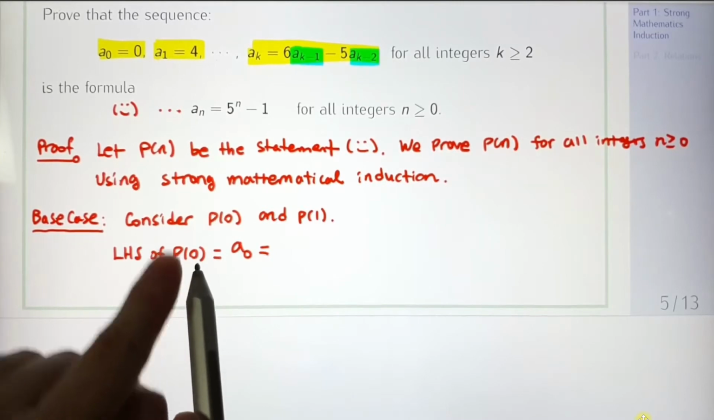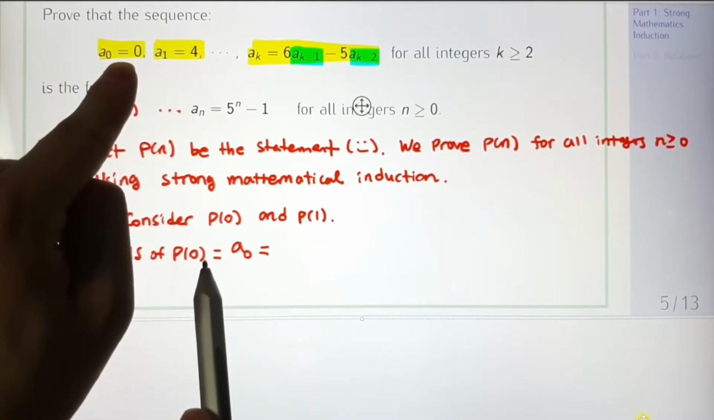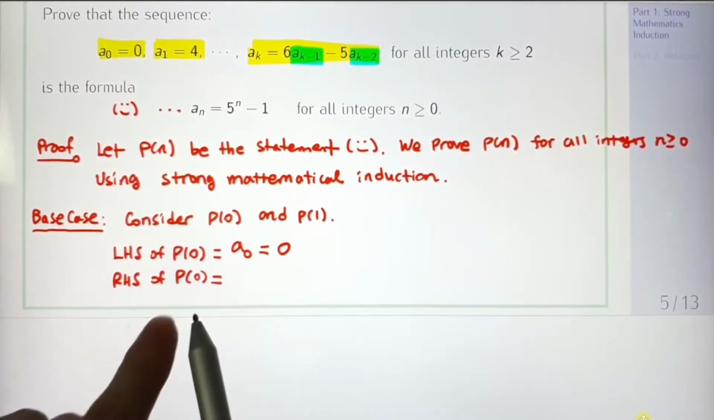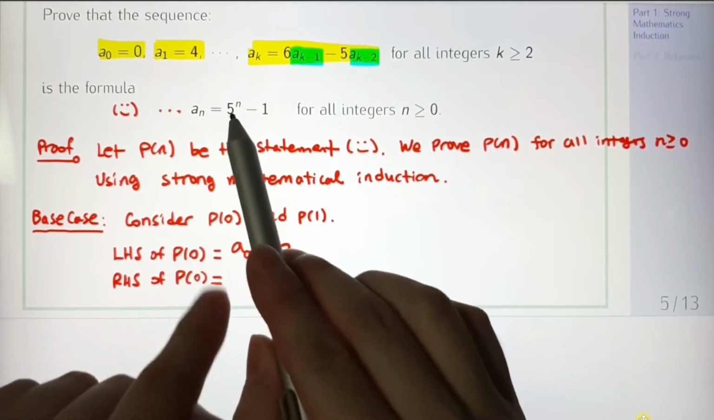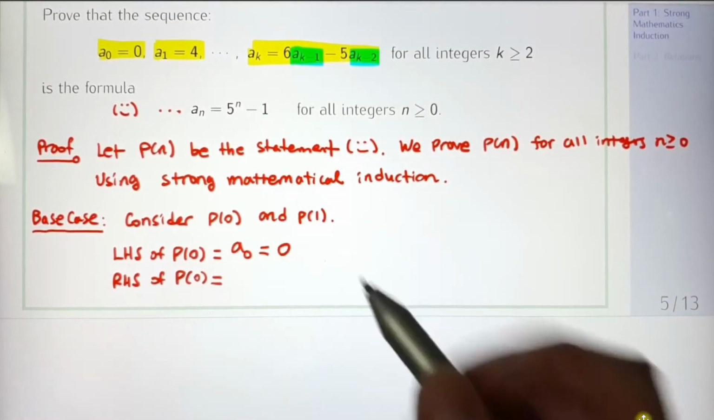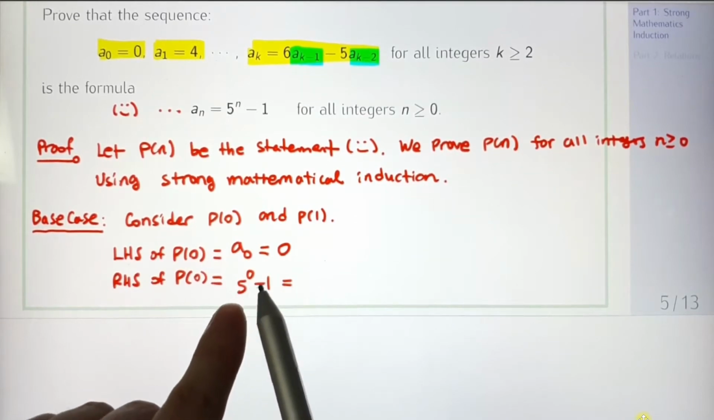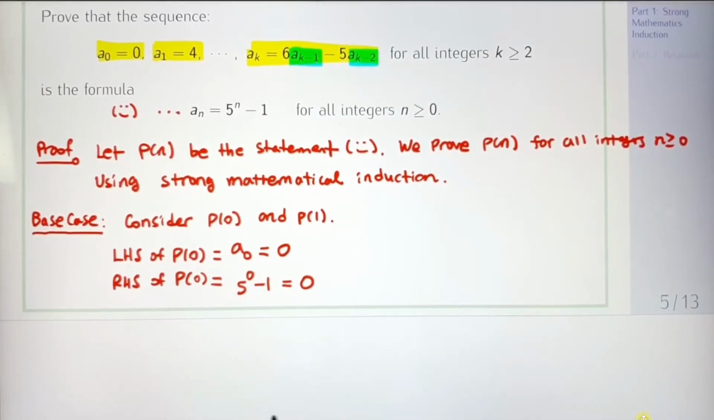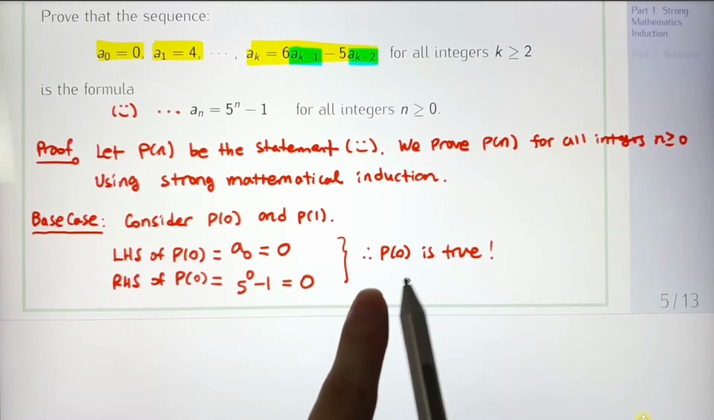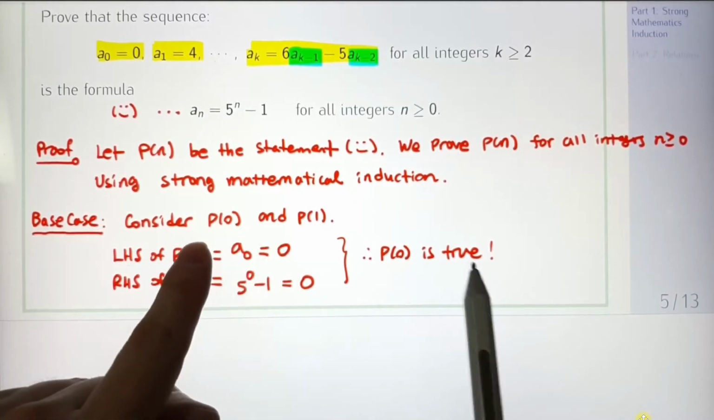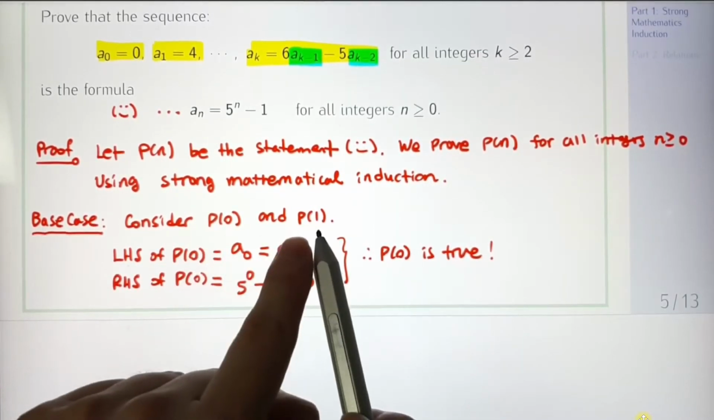Left-hand side of P of 0 is a_0, which means 0. Right-hand side of P of 0 is 5 to the power of 0 minus 1. And surely it's 1 minus 1, which is 0. This shows our P of 0 is true. Let's do the same thing for P of 1.